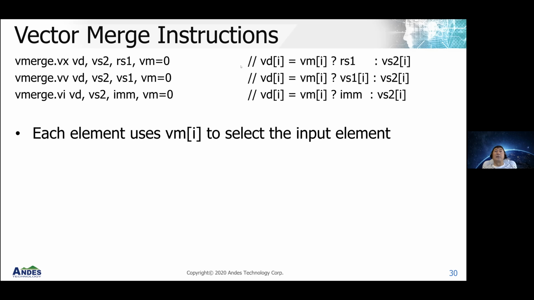The merge instruction is using the mask to select between the two operands. Those two operands can be a vector, scalar, or immediate, to select between based on the mask. And because we use the mask for the special purpose of selecting between the source operands, then the mask had to be set to 0. You cannot use the mask in this case.